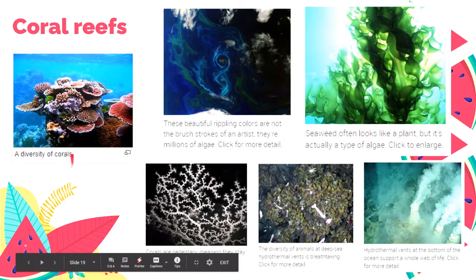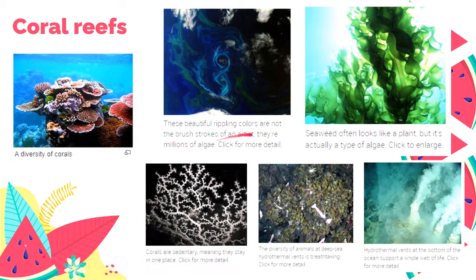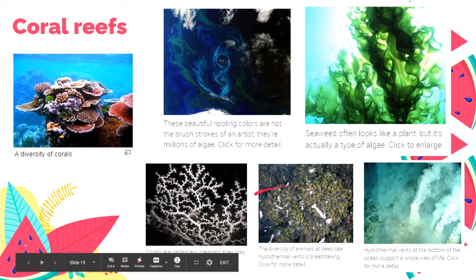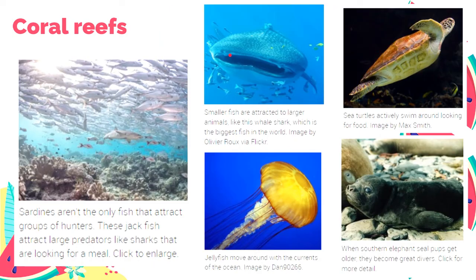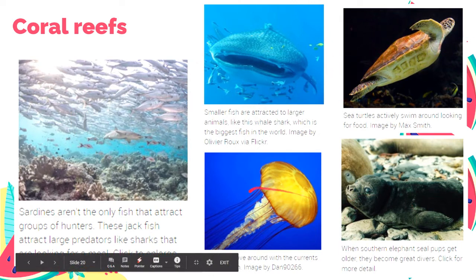So these are more images. Corals, seaweeds, and hydrothermal vents are found at the bottom of the ocean, along with other species of corals. These rippling colors are millions of algae that we can find in the open ocean. So more organisms that we can find in reefs or in marine ecosystems: sardines, jackfish, we have here a whale shark, turtles, seals, and jellyfish.